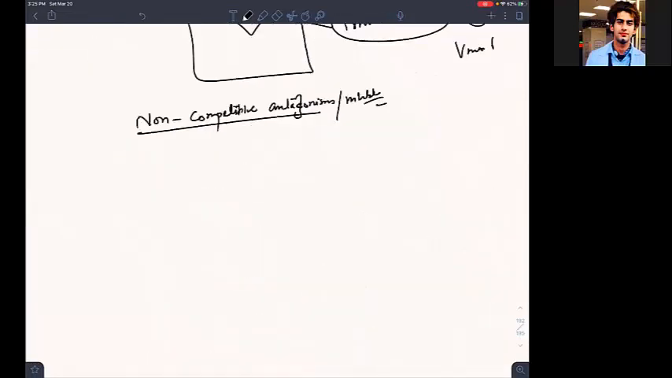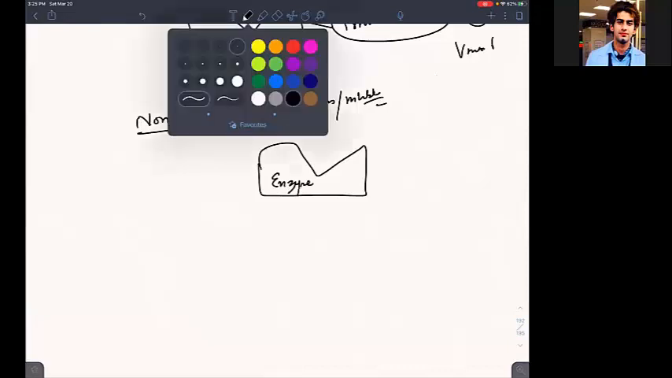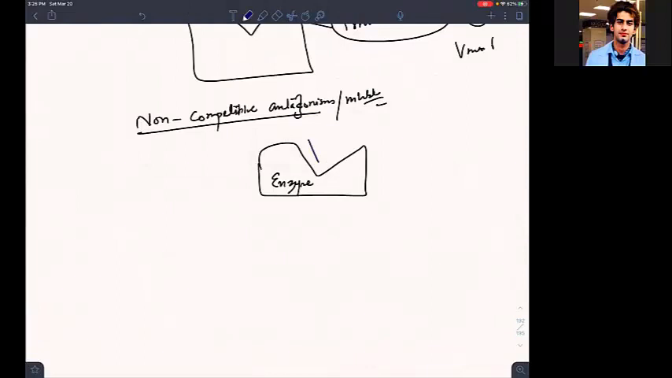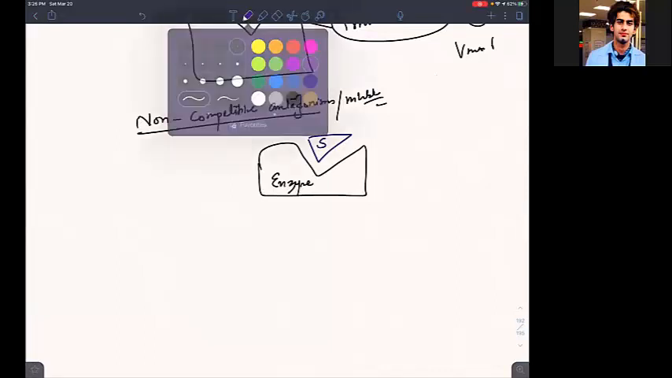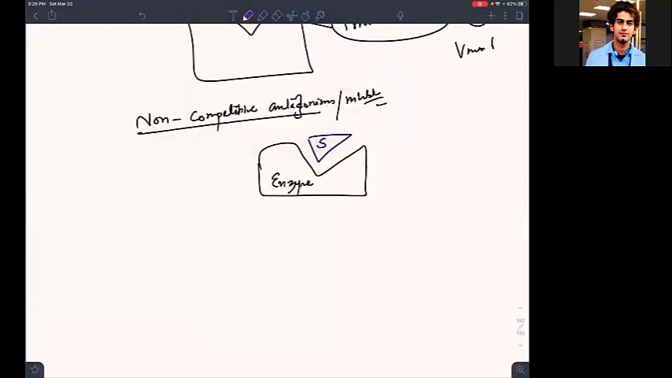This is the enzyme, and this is the active site. Now this active site is meant for the binding of the substrate, which used to come here and bind. But what is happening in non-competitive inhibition, or non-competitive antagonism, is that I have an extra site present here on the enzyme.